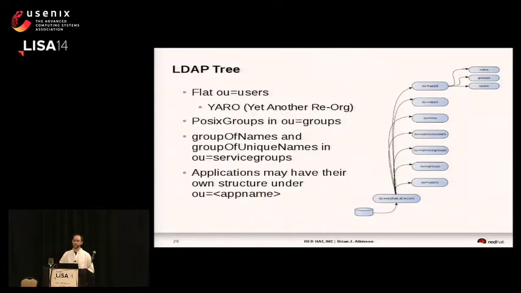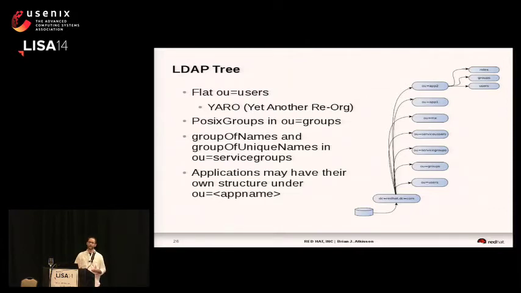So on the LDAP tree side of things, we maintain a flat OU equals users subtree. Red Hat, and Red Hat IT in particular, we love to reorg. At least every year, usually more than once a year, Red Hat IT management will reorg us. Usually it's in response to fixing the problems associated with the last reorg.